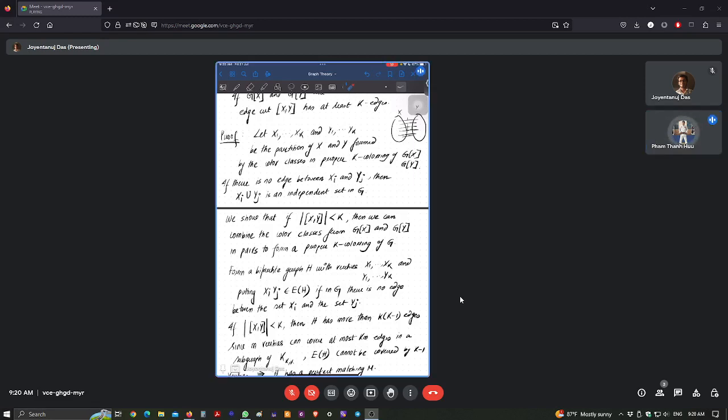What we are doing is the adjacency relation. Xi and Yj are adjacent in H if in G there is no edge between the set Xi and Yj.